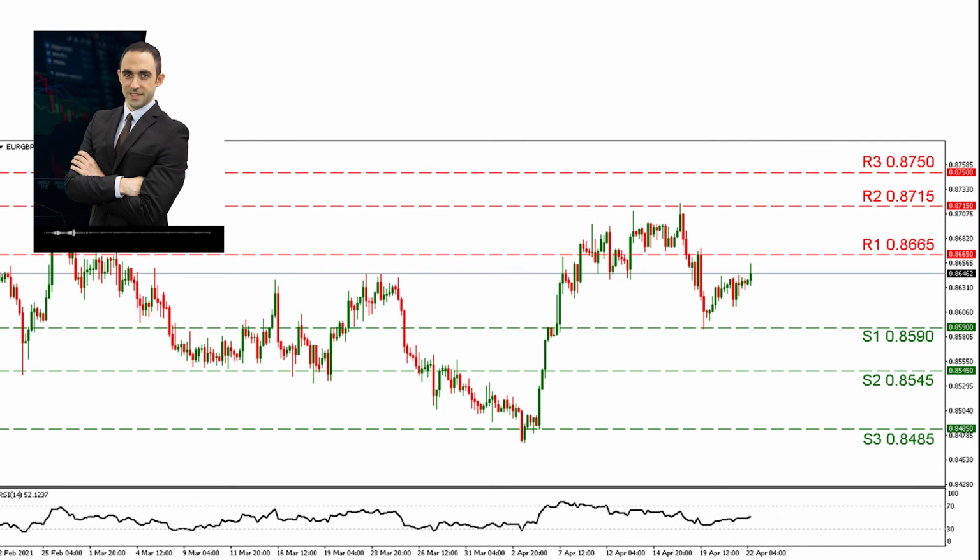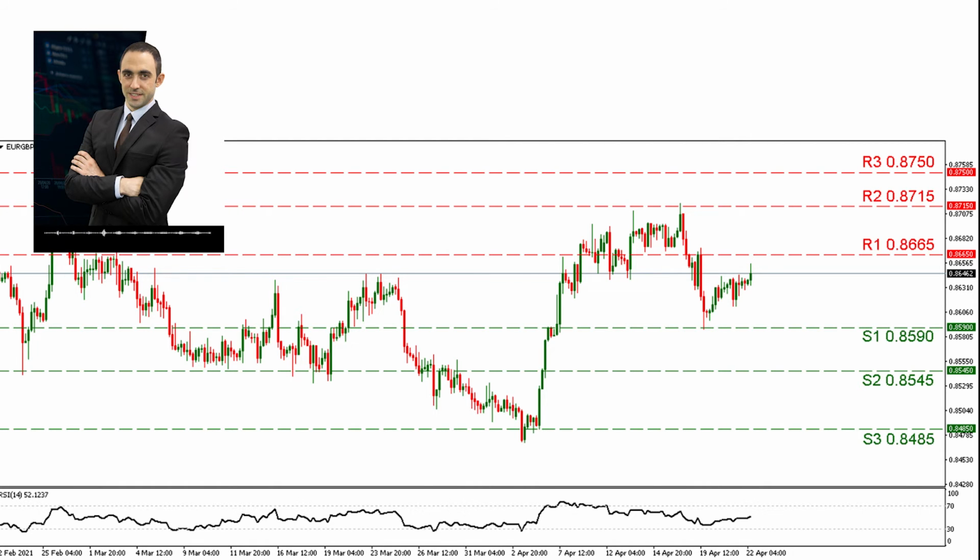Next, we have Euro GBP 4-hour chart. The currency pair had shown signs of weakness since the 16th of April when it initially tested our now resistance levels R2 0.8715 and R1 0.8665. The selling persisted and followed up until the 19th when our S1 0.8590 support level was briefly reached.